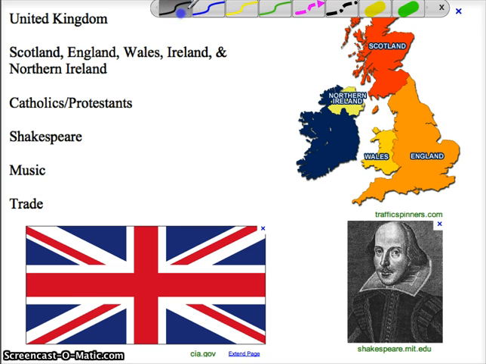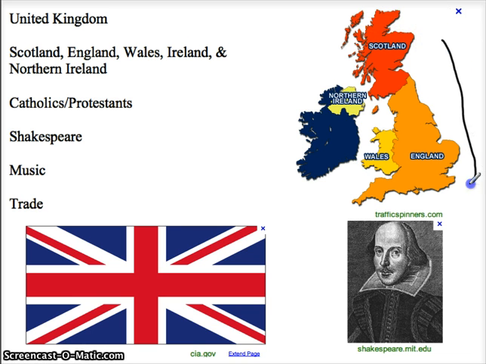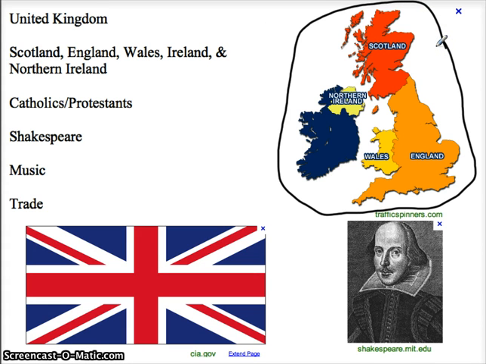But the United Kingdom we often associate with England. But as you can see, there's more to the United Kingdom than just England. It's made up of Scotland, England, Wales, Ireland, and Northern Ireland.